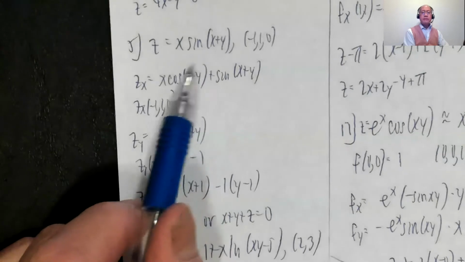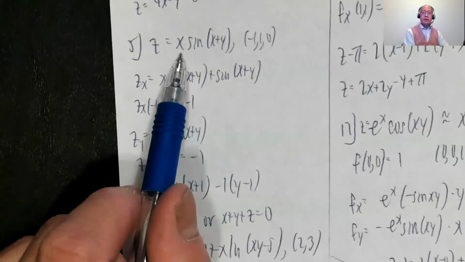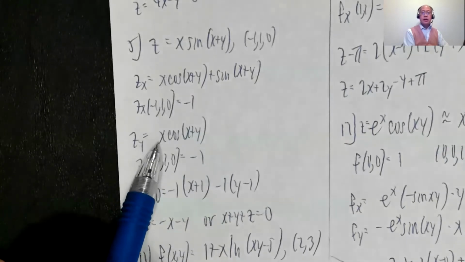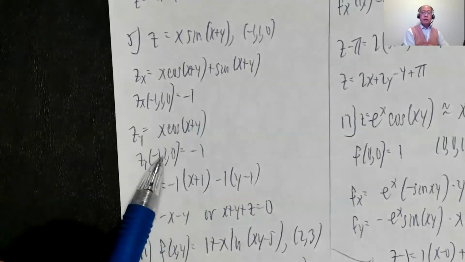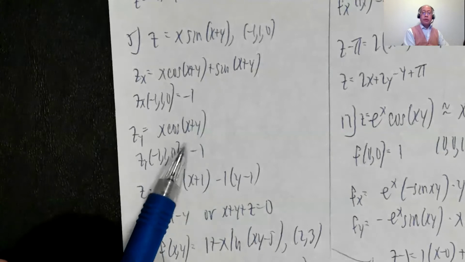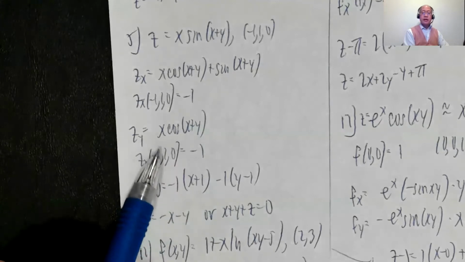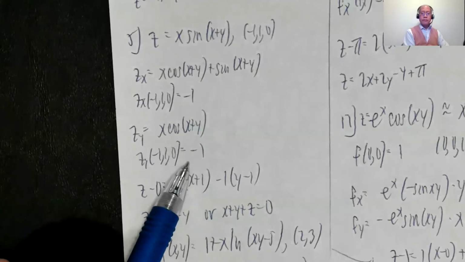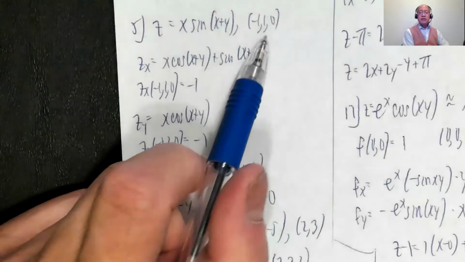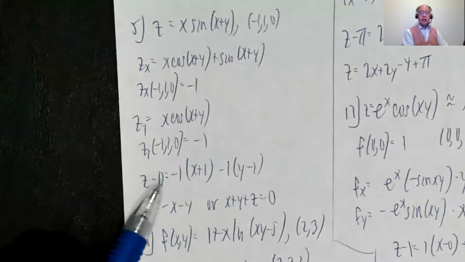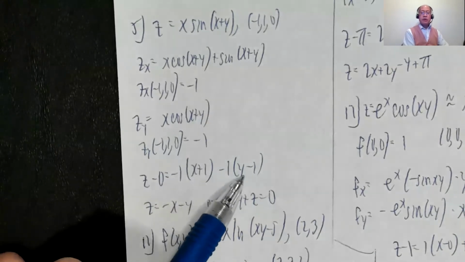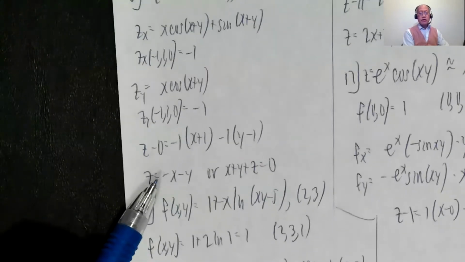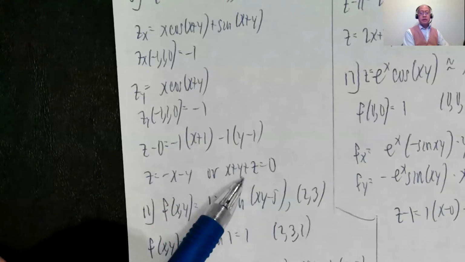z sub y, this is a coefficient, essentially, it's a constant. So cosine (x plus y). Plug in 1 for y and negative 1 for x. So negative 1 cosine of 0 is negative 1. So z minus z0 equals z sub x times (x plus 1) minus 1 times (y minus 1). Okay, or you can clean it up. x plus y plus z equals 0.